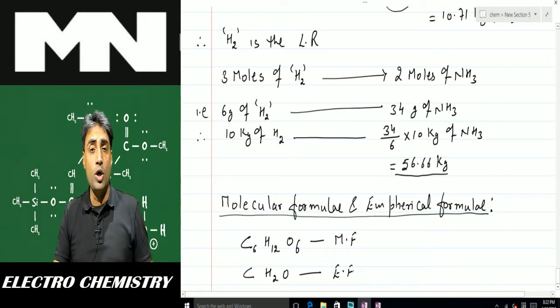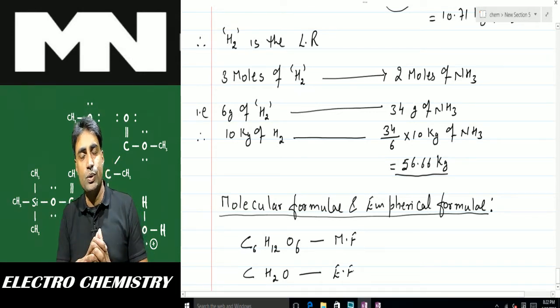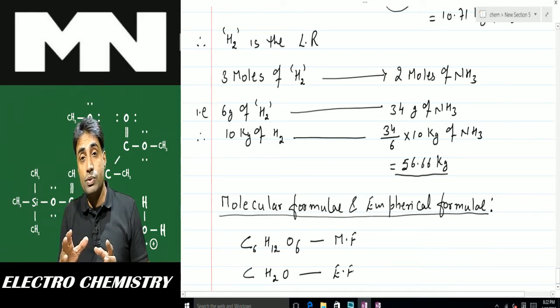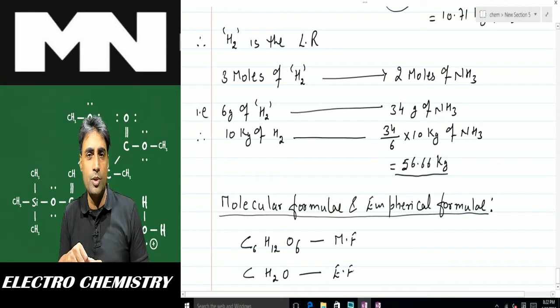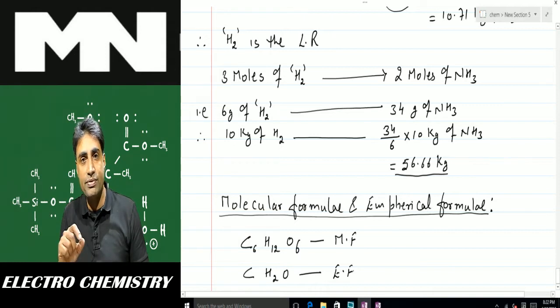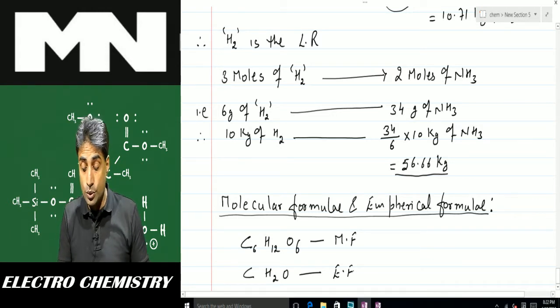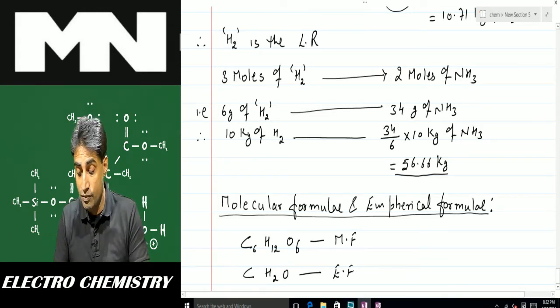So what is molecular formula? If you want to write down the definition, you can please write it down. Molecular formula is the formula which tells us the exact number of different atoms present in a molecule. Whereas empirical formula gives us the simplest whole number ratio of different atoms present in a molecule. So the ratio of carbon, hydrogen and oxygen is 1 is to 2 is to 1. So that is empirical formula.